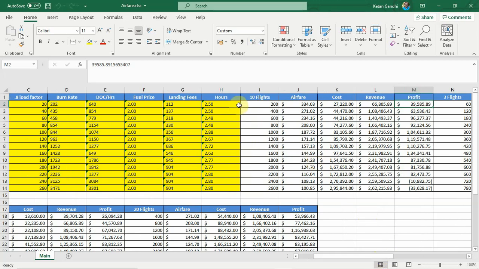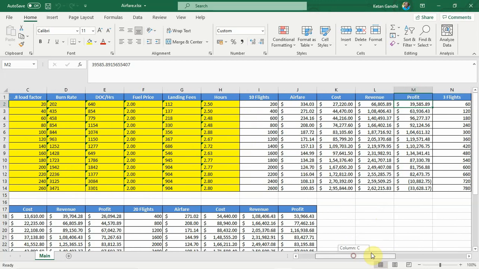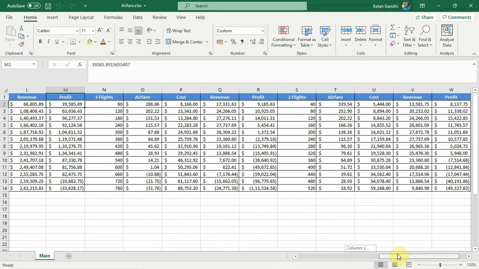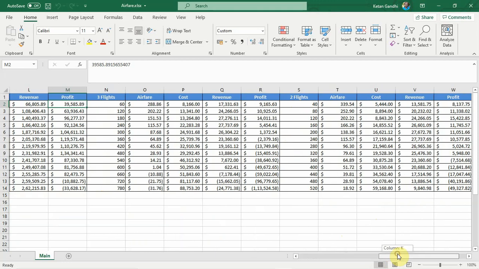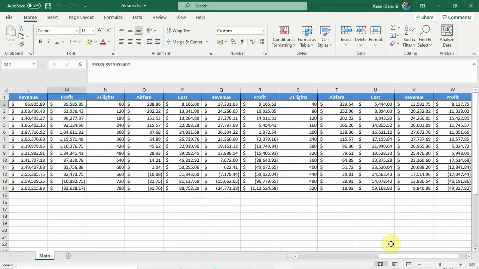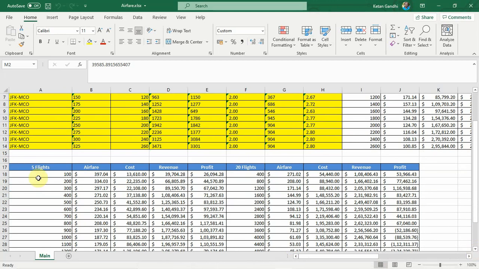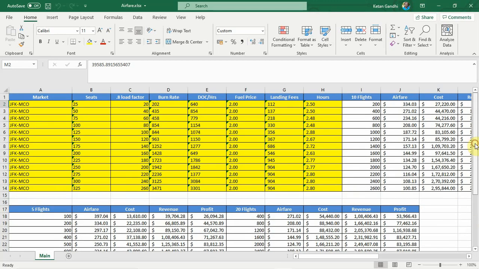So the 10 flights scenario we'll take, then a scenario of 3 flights per day, then 2 flights per day, then going below, we will have 5 flights per day and 20 flights per day. So first, looking at it, we will see how the calculation works.